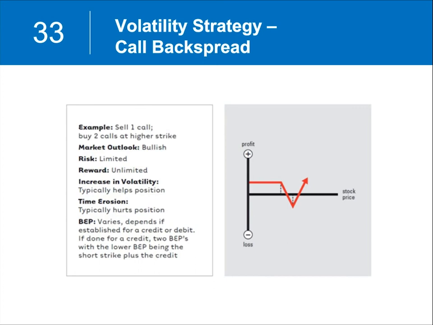So when the stock goes up and goes up, we're going to lose a little bit of money in the short call, and then the extra two long calls are going to kick in, and that's where we get that big increase. We have some good profitability here on that long call, unlimited profitability. Time decay is going to hurt this position because you're long two and you're short one, although you get a little bit of offset on the short one. Again, an increase in volatility is going to help because the increase in the volatility for the two will outweigh the increase in the volatility on the short one.